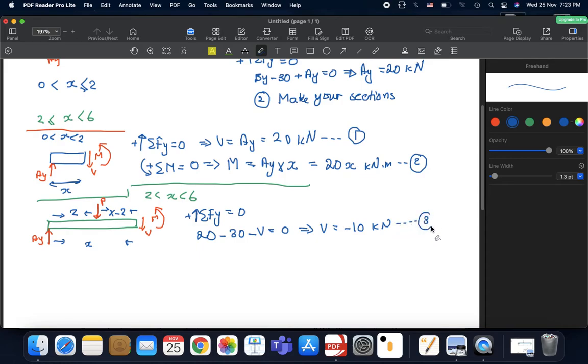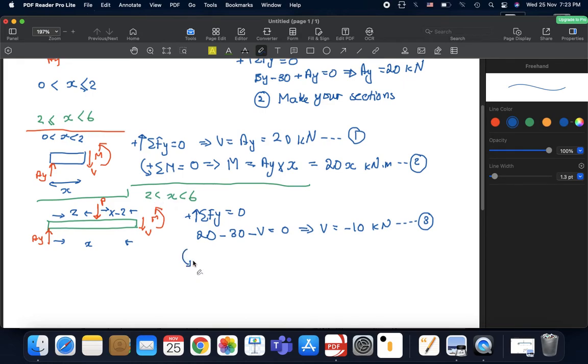You could actually assume a value of x of 1. It doesn't really matter anyways. This is our third equation: minus 10 kilonewtons, meaning that the value for shear force is constant and equals minus 10 for distances of x between 2 and 6.